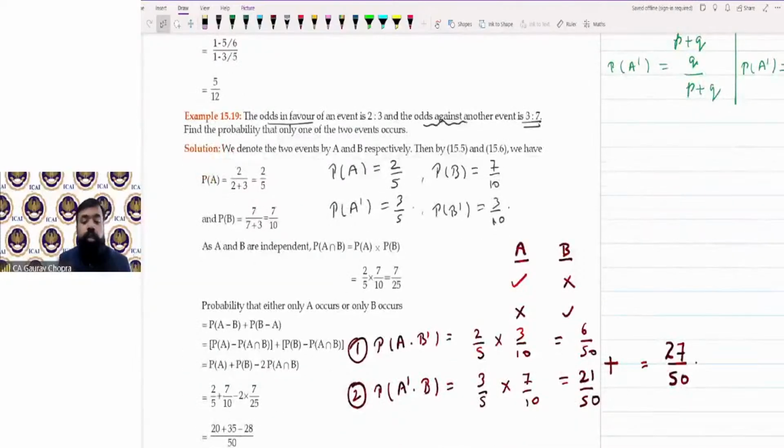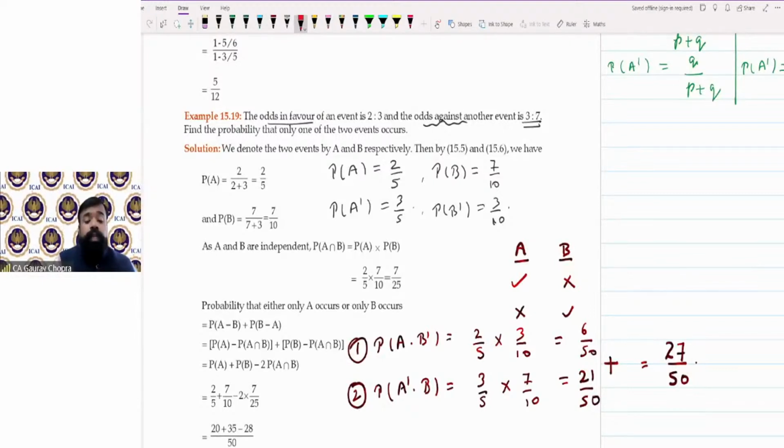Okay, so question 19 is talking about odds in favor and odds against. When odds in favor is given, first of all you have to convert this into probability. Odds in favor is 2:3. So what is the probability of event A? It will become 2 upon 5. So 2 upon 5 is the probability.